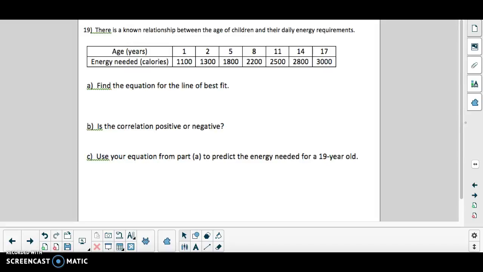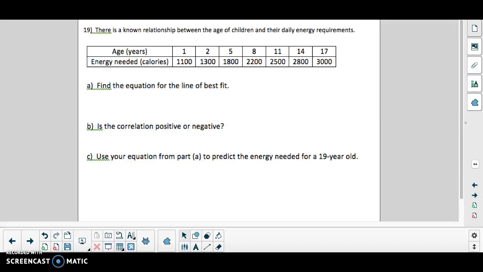Hi, continuing with the Algebra 2 Unit 2 test review. We're on to problem number 19. All right, we're going to be working on a linear regression here. Part A wants us to find the equation of the line of best fit for the data.